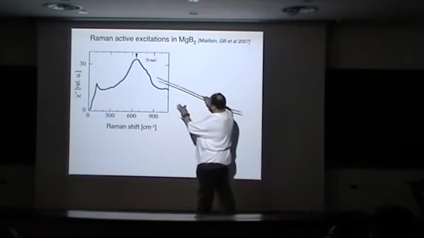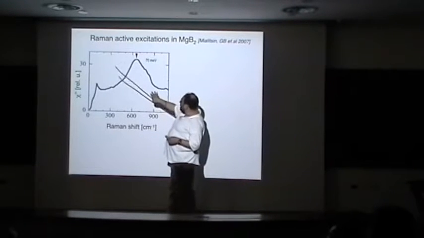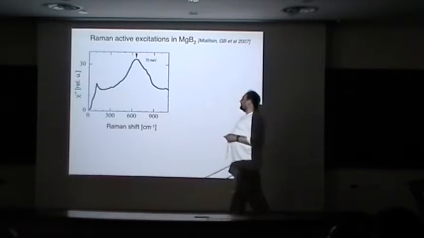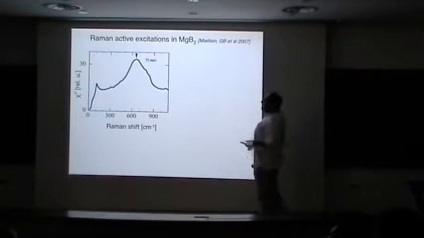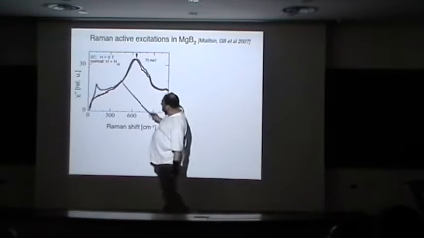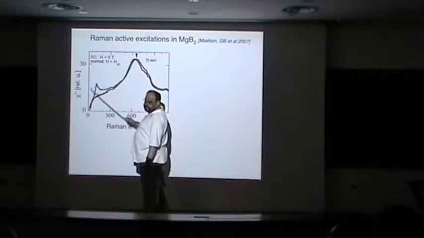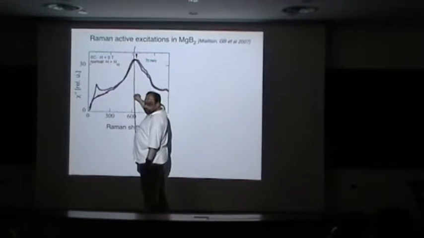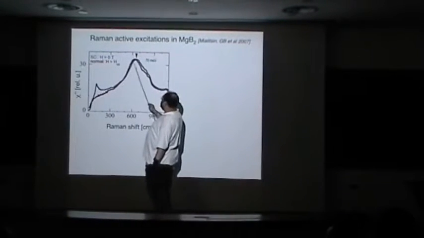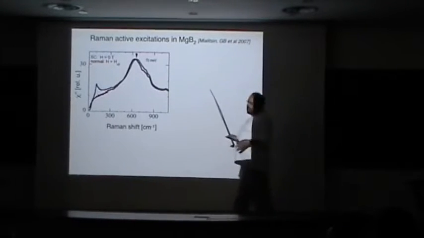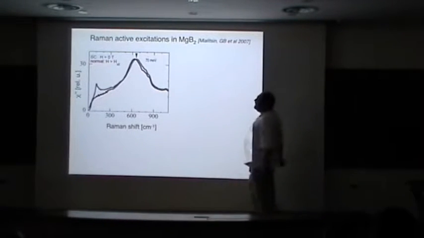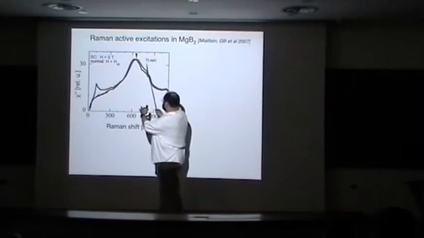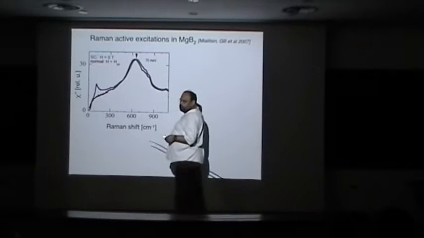If I stay at the same low temperature in the superconducting state and apply a field above the critical value, what happens is I basically kill all the superconducting features, the coherence features also, and what I see is also a visible shift of that phonon. Now this phonon is very, very broad, it's very anharmonic, and that most likely is the reason why MgB2 is superconducting. It's very unusual. It's very strongly coupled to the continuum.